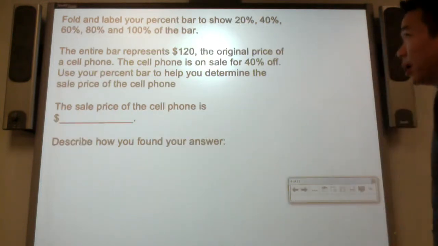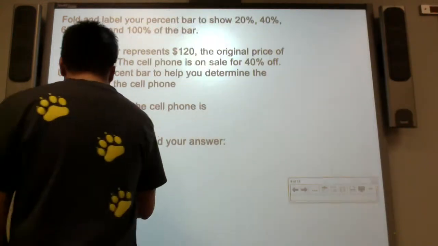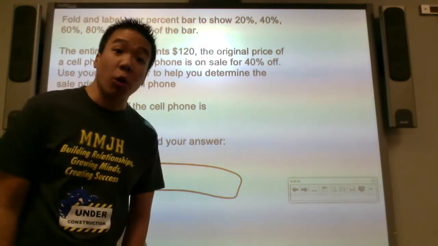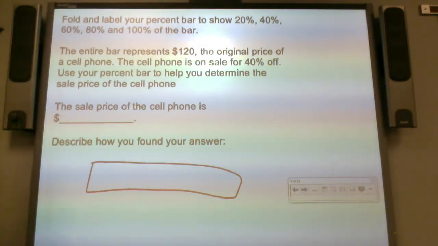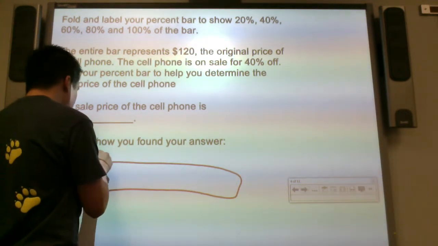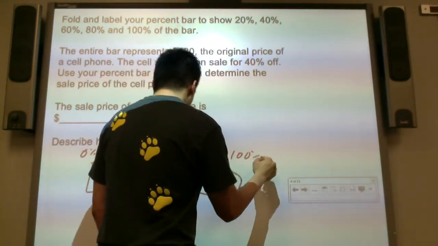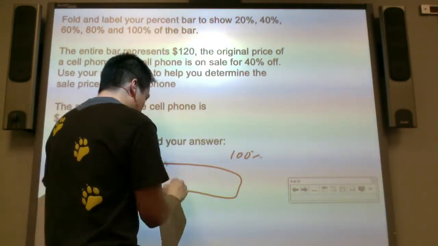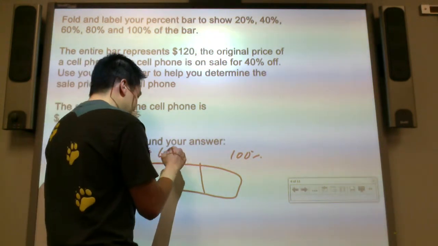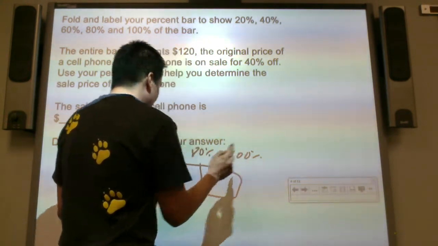Let's do another one. So again, we're using our bar model. Don't worry, we will learn soon how to do it using proportion without drawing. So label this bar. I would like you to fold this into fifths. 20%, 40%, 60%, 80%, 100%. So this is 0%. This is 100%. I want to fold this into fifths. 1, 2, 3, 4, 5. So we have 20%, 40%, 60%, 80%, and 100%.